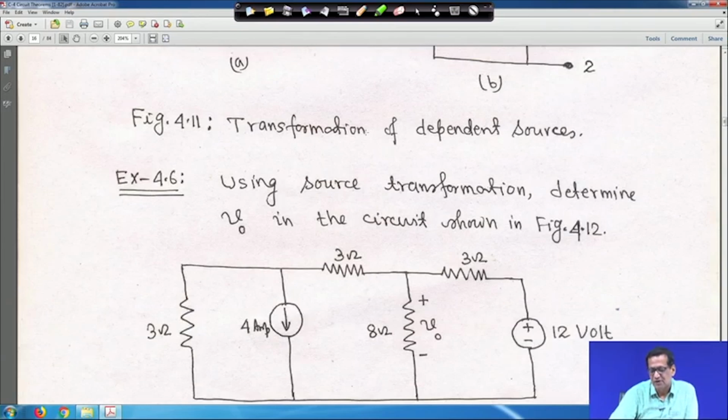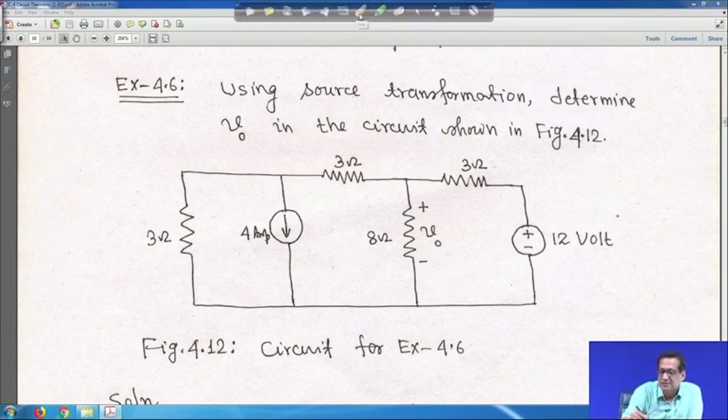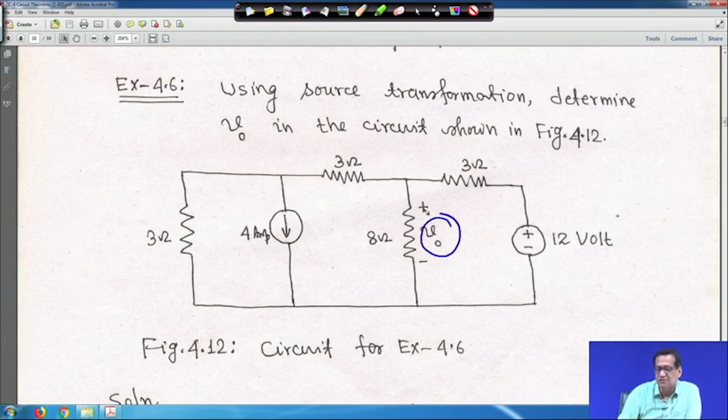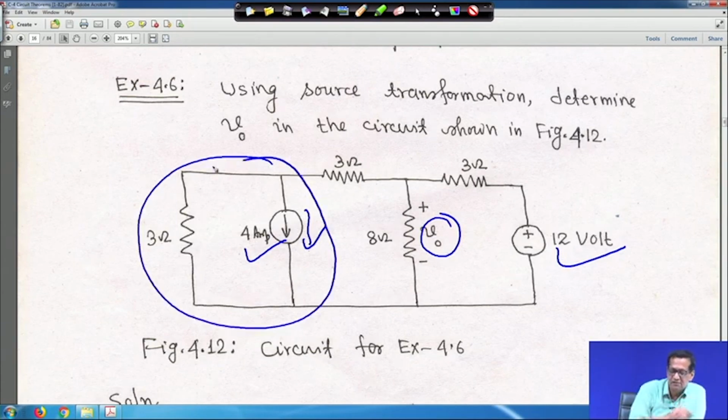Now, consider one example. Using source transformation, determine V0 in the circuit. This is your V0, and you have to find it in the circuit. One independent current source is there, which is 4 ampere, and one independent voltage source is there, that is 12 volt. Look at the direction here, it is upward. When you convert this portion, the current source and one resistor are there in parallel.